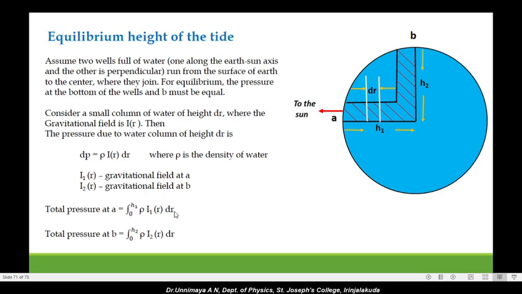Similarly, what is the pressure due to the water column of height dr at the point B? ബിയിൽ റോ I2 of r dr ആണ് വരിക. അവിടുത്തെ ടോട്ടൽ പ്രഷർ 0യിൽ നിന്നും h2 ഡിസ്റ്റൻസിലുള്ള വെല്ലിന്റെ ഡിസ്റ്റൻസ് കൺസിഡർ ചെയ്യണം. So the total pressure at B is equal to integral from 0 to h2 rho I2 of r dr.